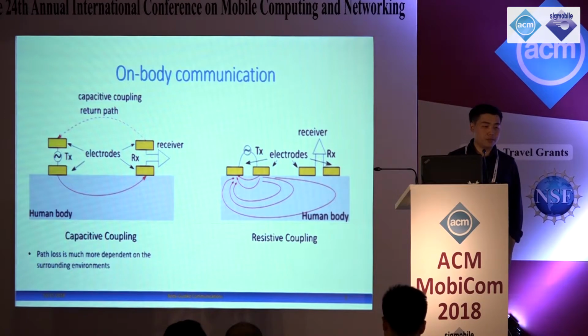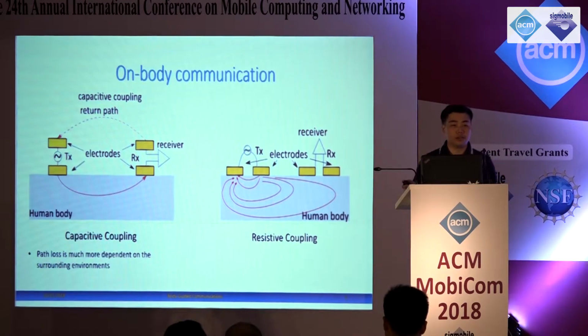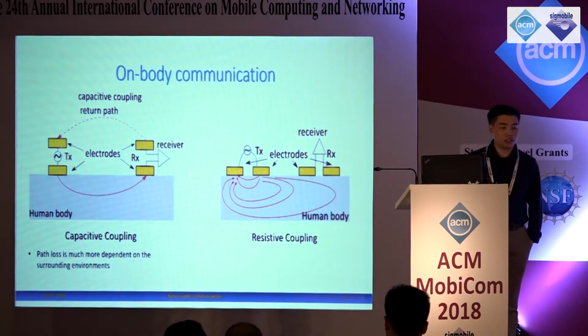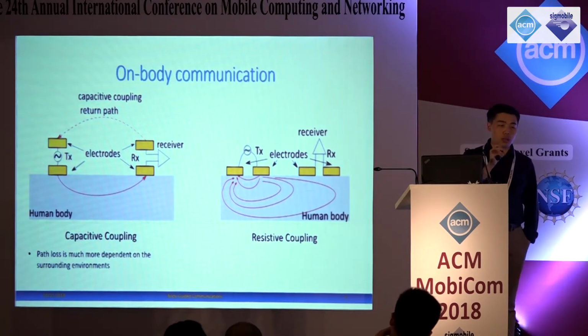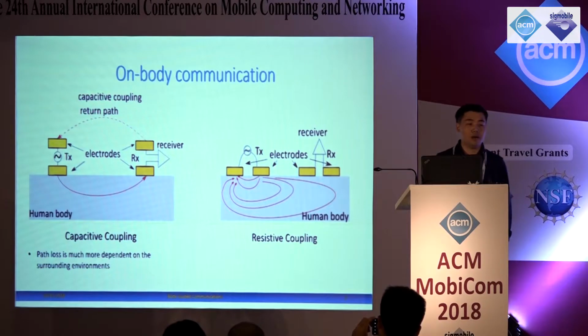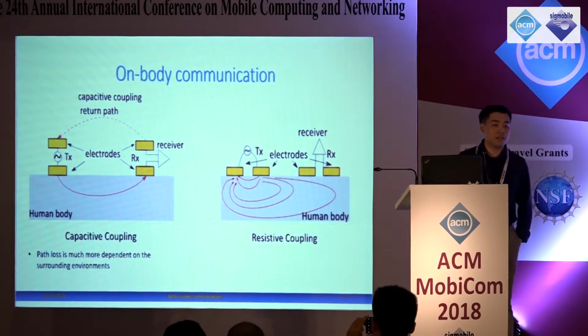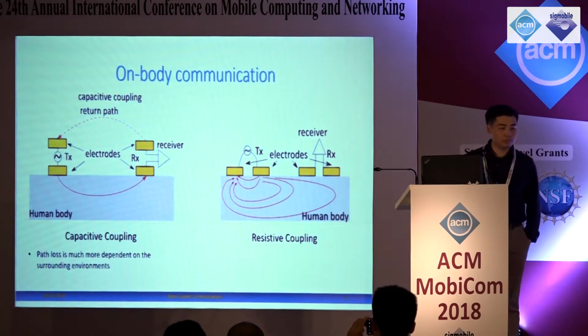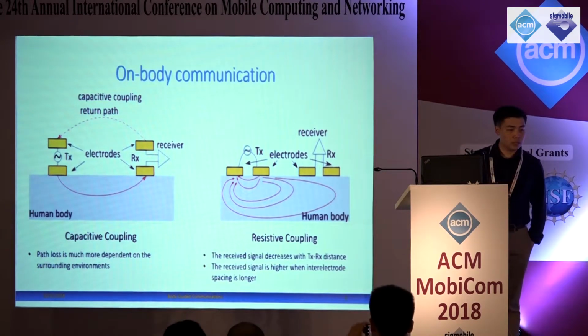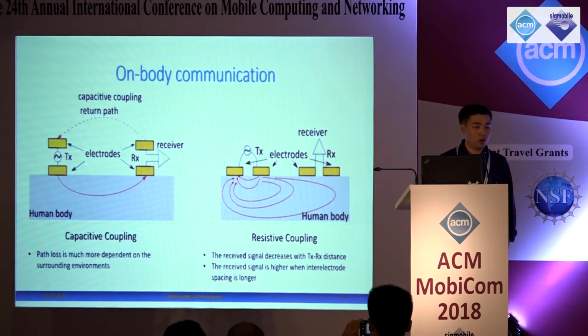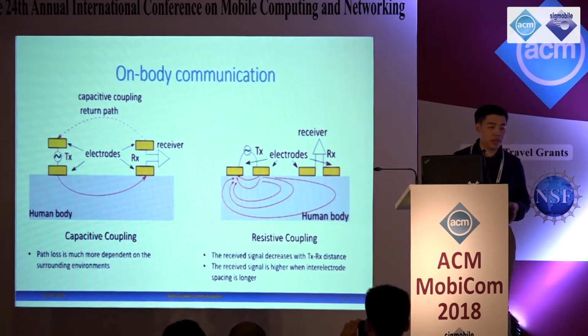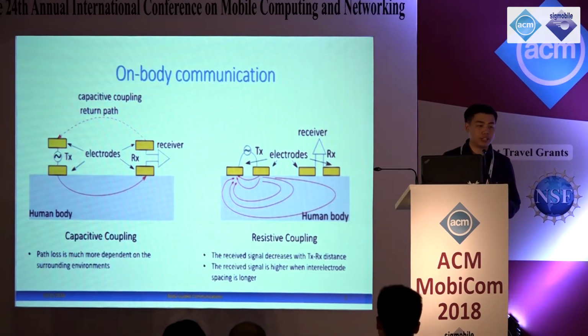So in resistive coupling, most of the signal will go between the two electrodes of the transmitter, but a small part of the signal will go across the two electrodes of the receiver and can be picked up. The property of resistive coupling is that the received signal will decrease when the receiver moves away from the transmitter, and the received signal will be higher when the inter-electrode spacing is longer.